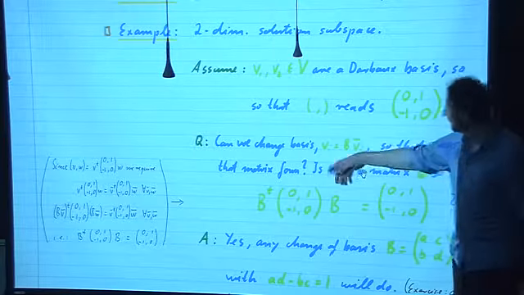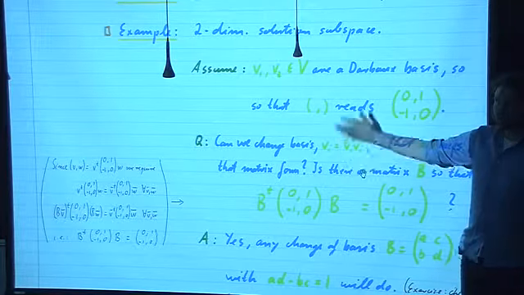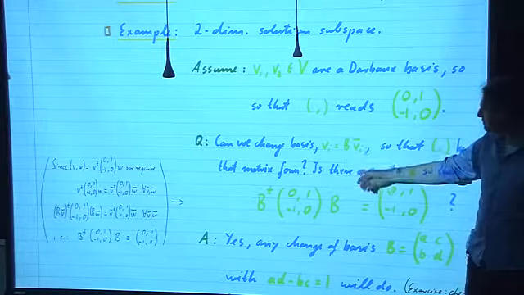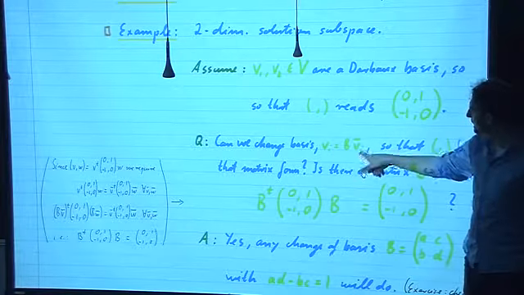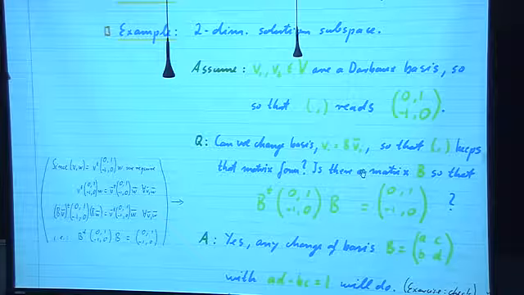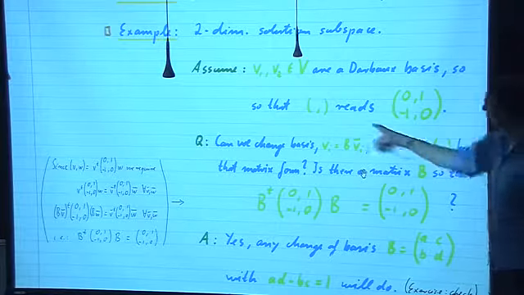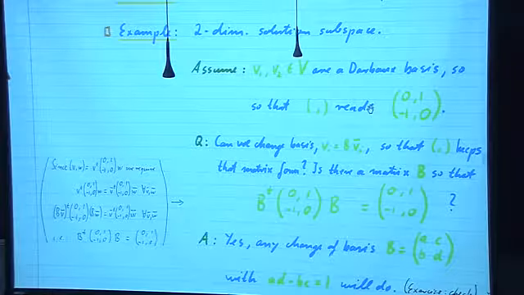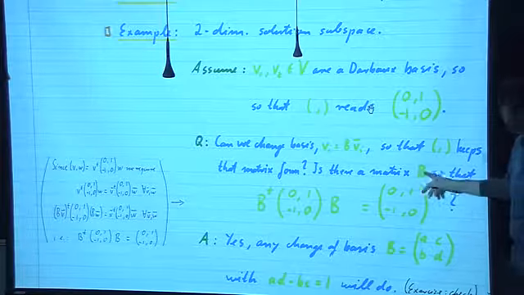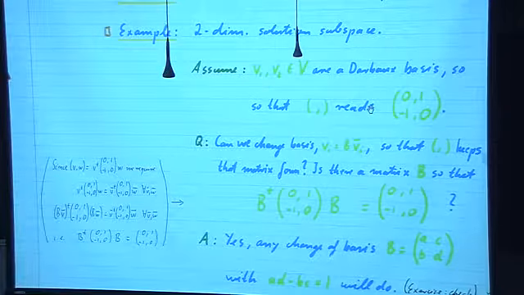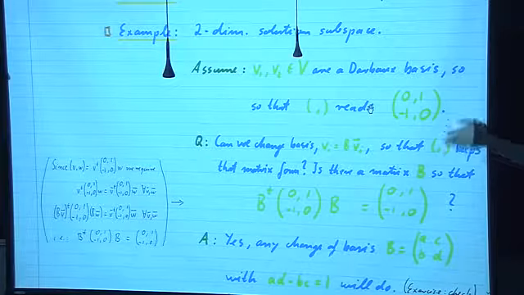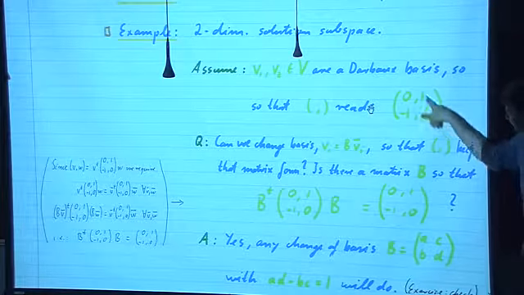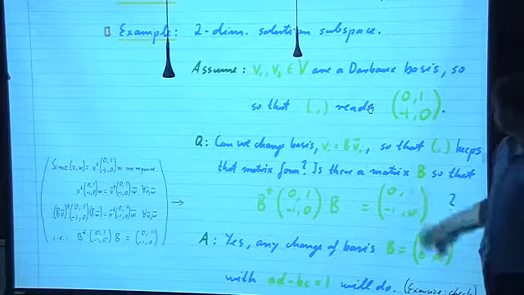Can we change bases by a general linear transformation, so that we now have a new basis of vectors V bar, and the V are a linear combination of the V bar, so that the symplectic form keeps that shape? So the question is: is there a change of basis matrix which maps the V vectors into the V bar vectors such that after that change of basis, this symplectic form still has the old shape?